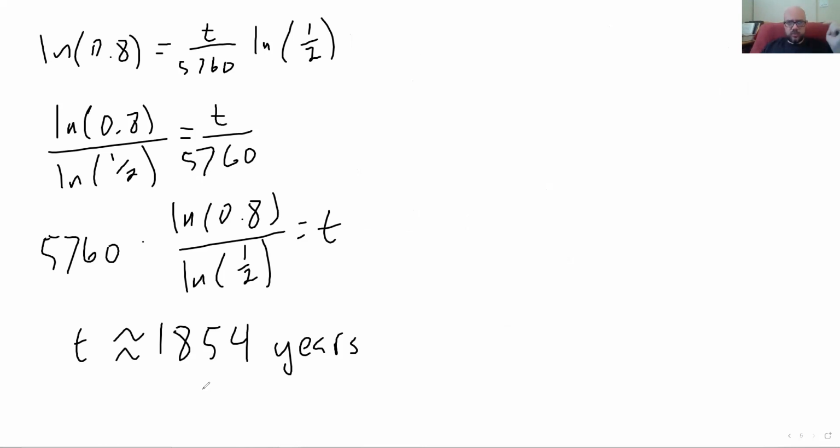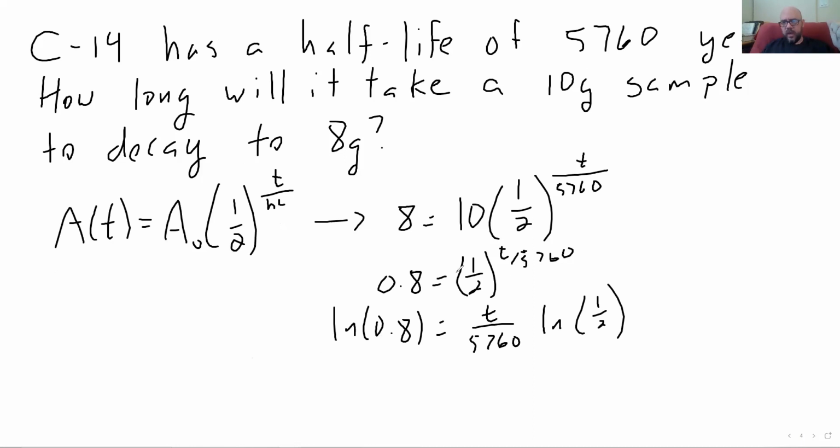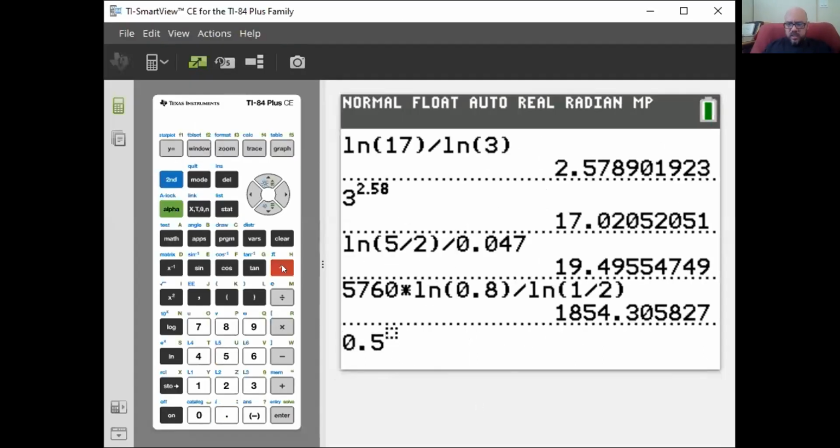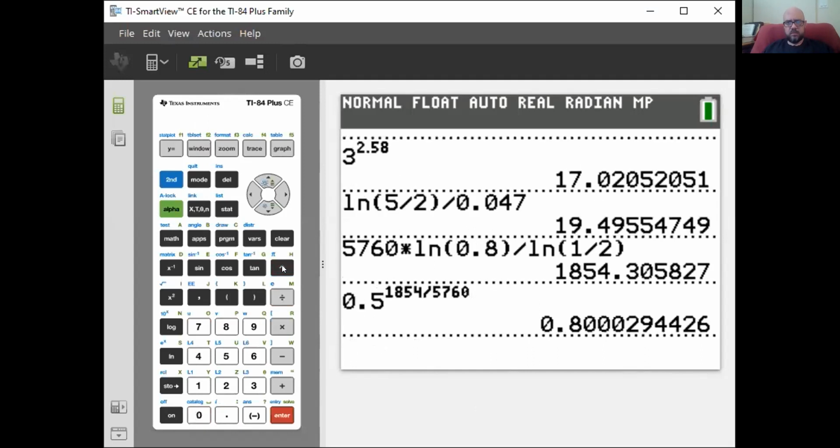You could also go ahead and take this and stick it back into the original equation, right? Take this and put it back in here, do 1/2 to the power of 1854 over 57/16. See what you get. Let's do that. So if I go 0.5 to the power of 1854 over 57/60, I should get something in the general vicinity of 0.8. That's very, very in the general vicinity of 0.8. I'm feeling pretty good about this answer.